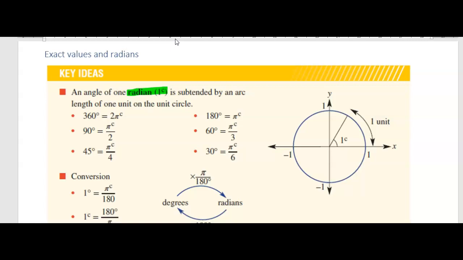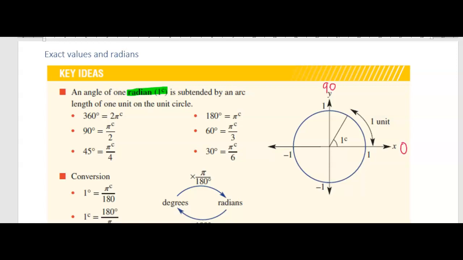Now, if we think about a whole circle going around, 360 degrees is equal to 2 pi radians. Basically we have a radius of 1 for our circle. So if we're going around, it's going to be 2 pi r, the circumference of the circle. So it's just 2 pi times 1, which is 2 pi. On your circle, I've already done this for you previously.